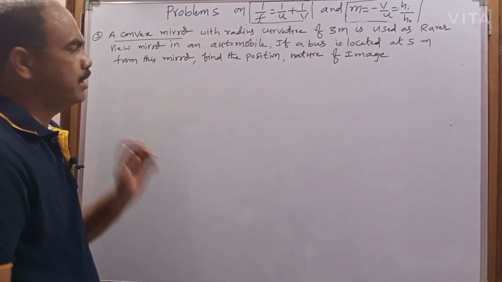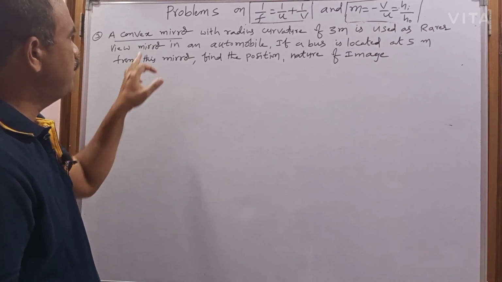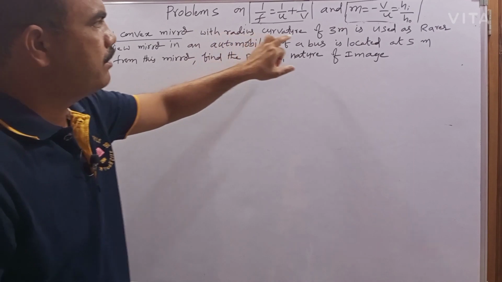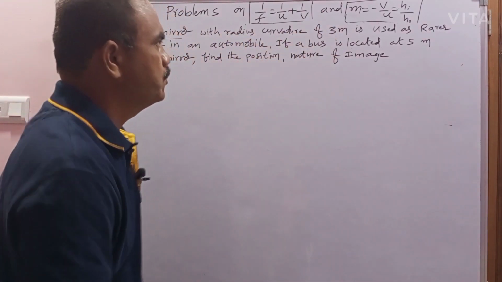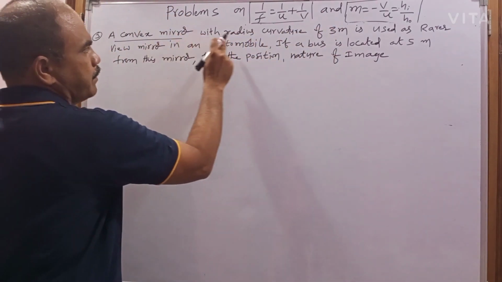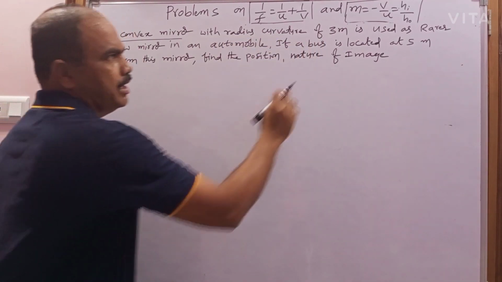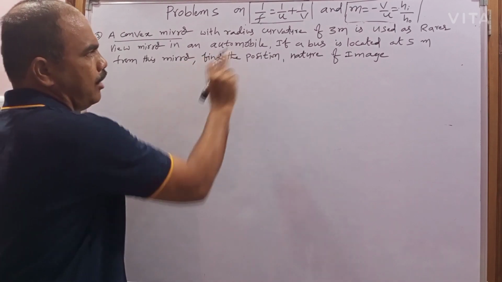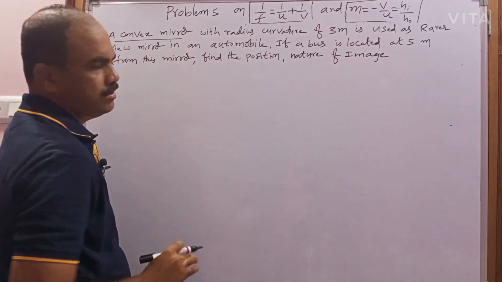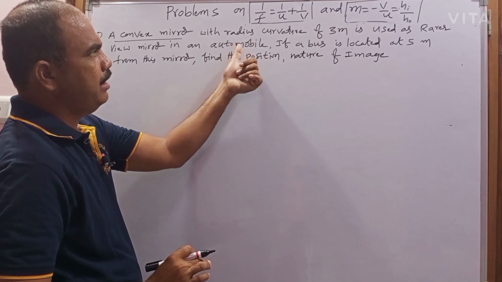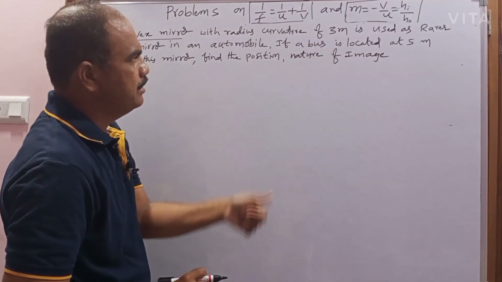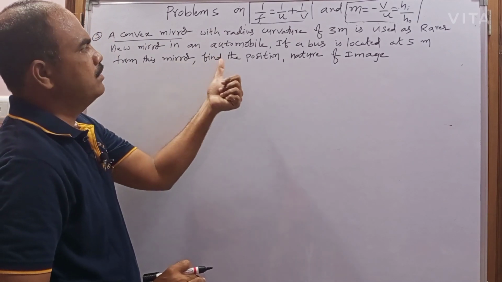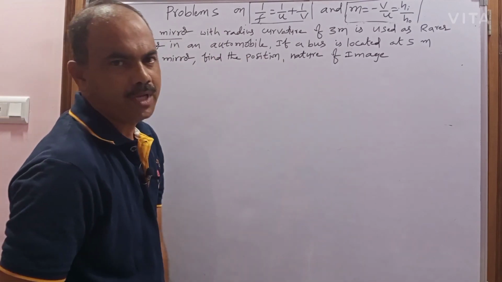Now come to the third problem. The third problem belongs to the convex mirror. A convex mirror with a radius of curvature 3 meter. So what is given in the problem? A convex mirror with a radius of curvature 3 meter is used as a rear view mirror in an automobile. If a bus is located at 5 meters from the mirror, find the position and nature of the image.